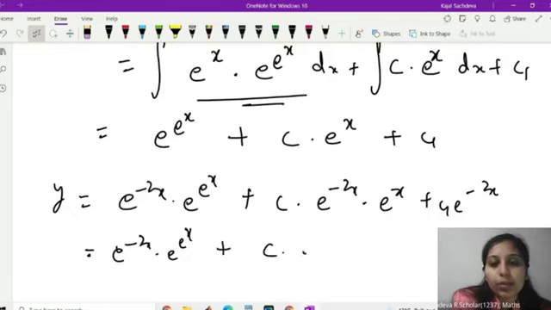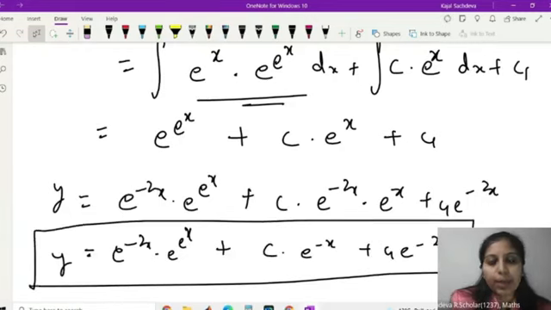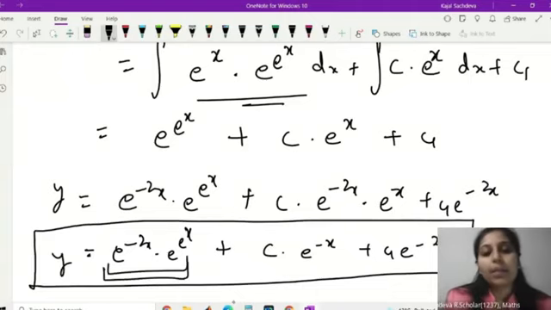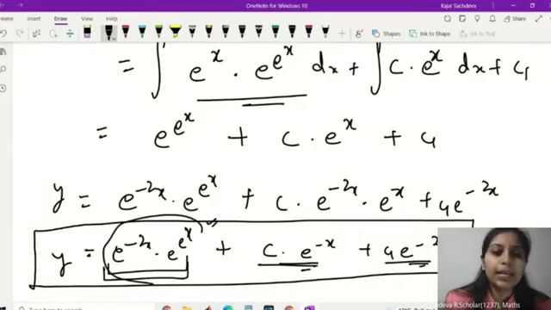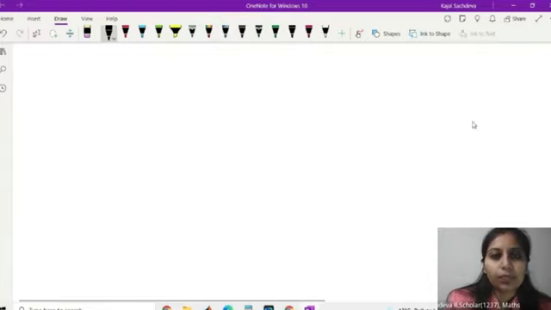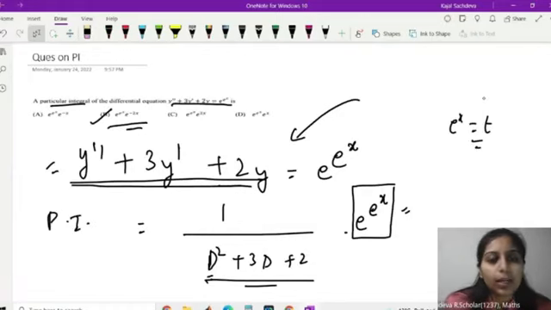But they have asked only about the PI. So can anyone tell me, by this solution, what is the PI here? Particular integral is what part? First term. First term. Yeah, very good. The first term is our PI here, because the other terms contain constants, and constants always belong to the complementary function. This is independent of constants, so this is our PI. So let's check our answer, which would match. Yeah, so e^(-2x) e^(e^x) is the answer, option B. So this is our answer.